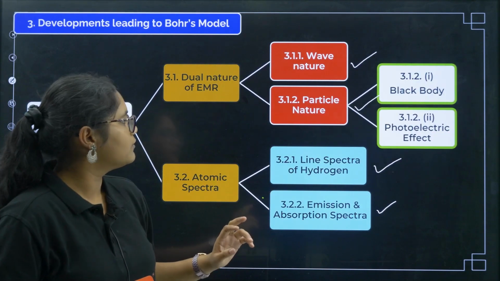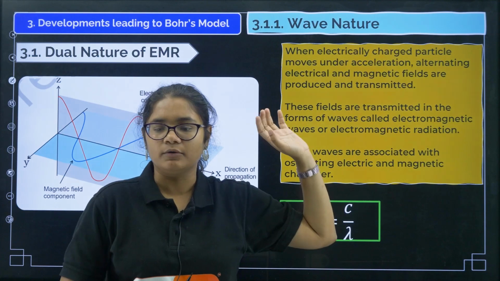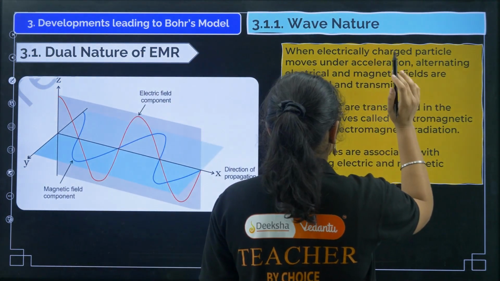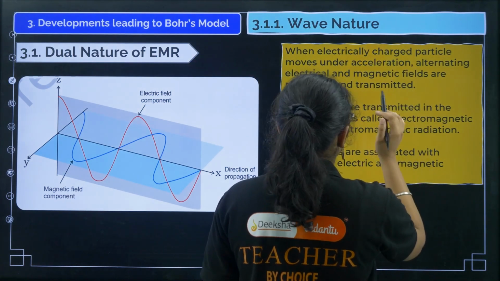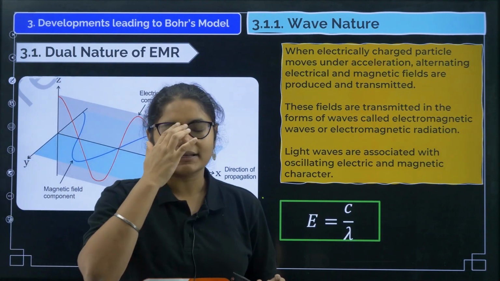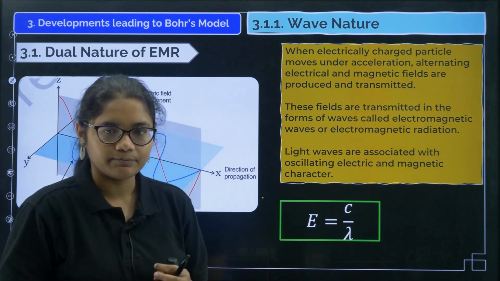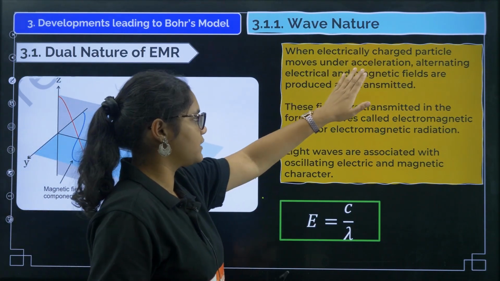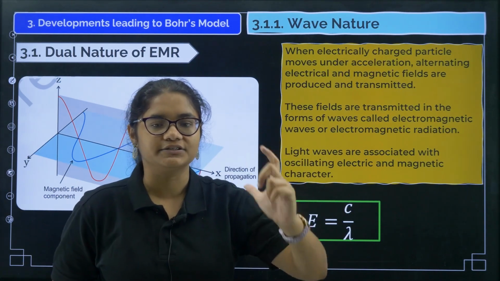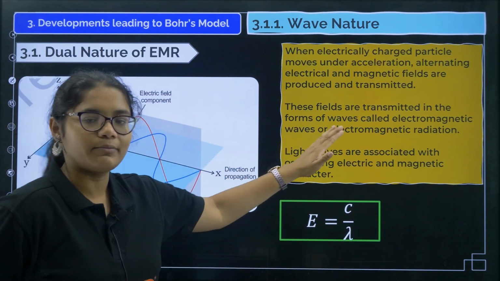The first development here was wave nature. You can see here, when electrically charged particles move under acceleration, alternating electrical and magnetic fields are produced and transmitted. So whenever there is an electrically charged particle under acceleration, it will emit radiations. That is what is called your electromagnetic radiation.